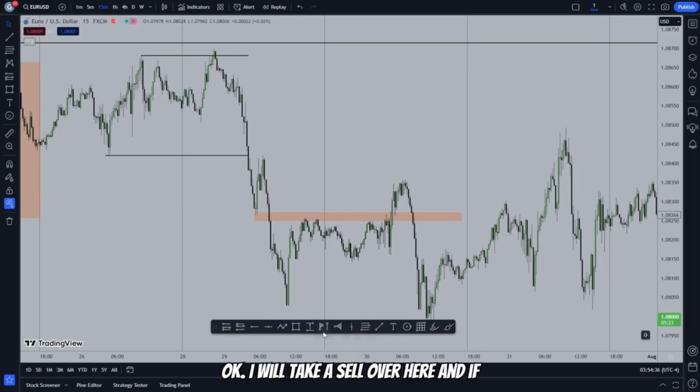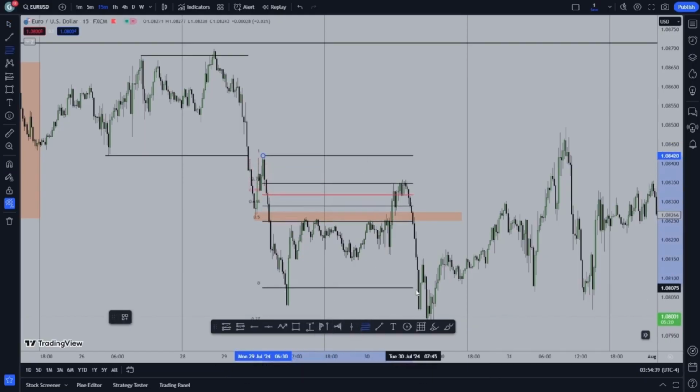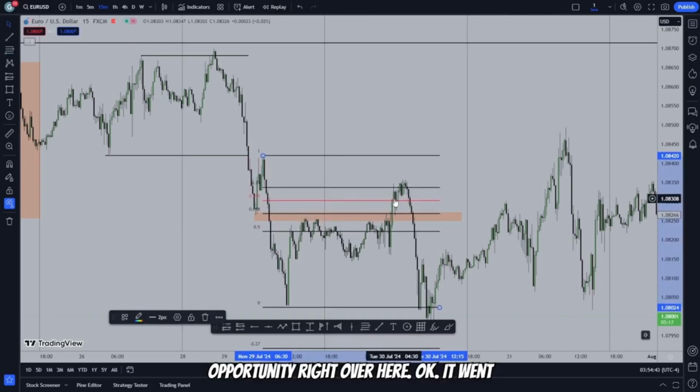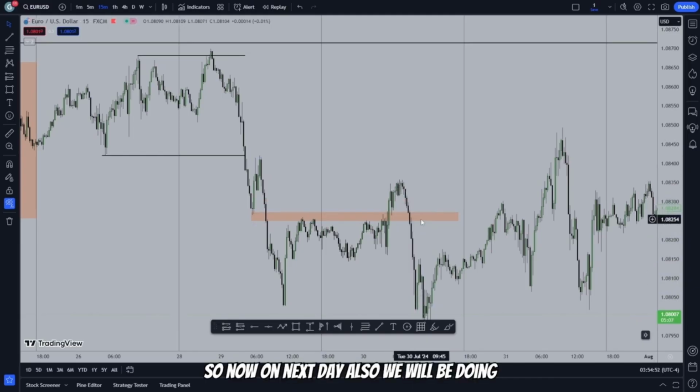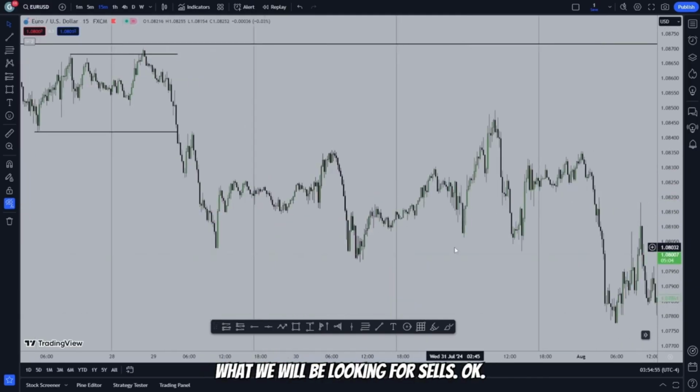I will take a sell over here, and if you do an optimal trade entry like this, you can see that there was a good selling opportunity right over here. It went into a little bit of drawdown, and then you can see the move towards the downside. So now when this move happened, on the next day also we will be doing what? We will be looking for sells.